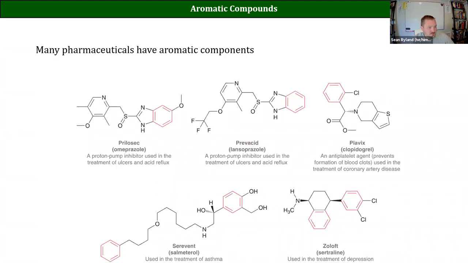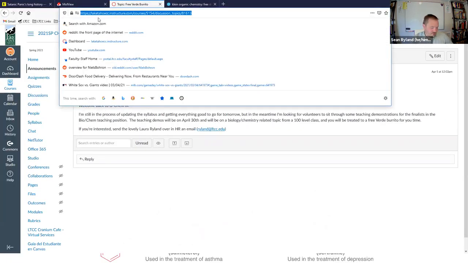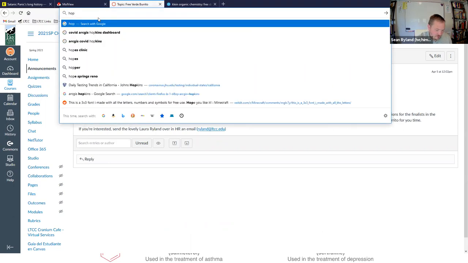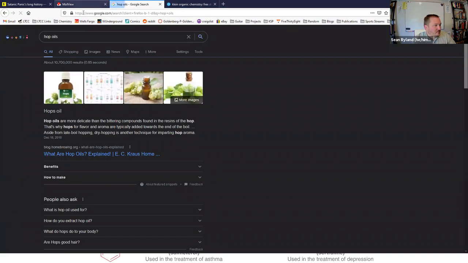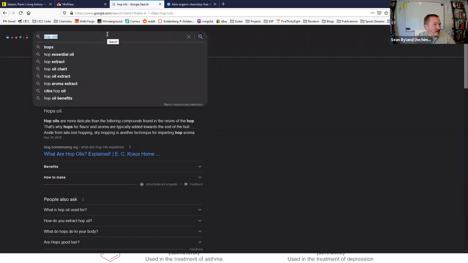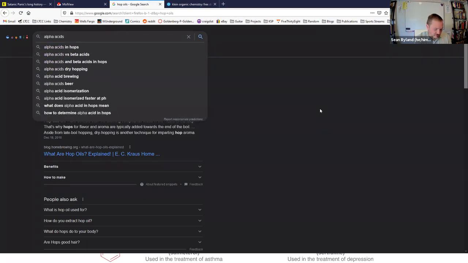You see this a lot. These are some pharmaceuticals. The other one that has a lot of aromatic compounds, you see it a lot, is in hops. Hops and CBD, for that matter. I'm trying to think of, alpha acids. Alpha acid.